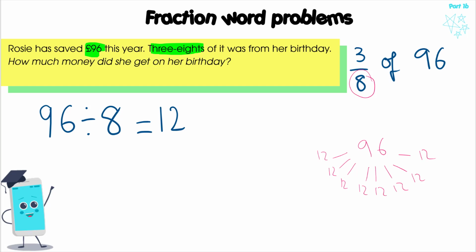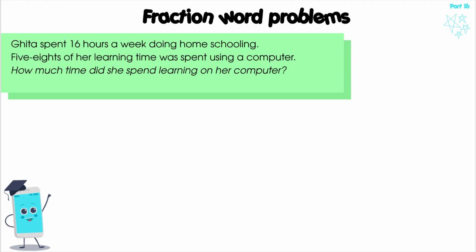Then looking at my numerator, the top part of my fraction, that tells me how many groups I need. I need 3 of my groups together. So I need to do 12 times 3, which is 36. So £36 of Rosie's £96 came from her birthday. Let's look at our final question.